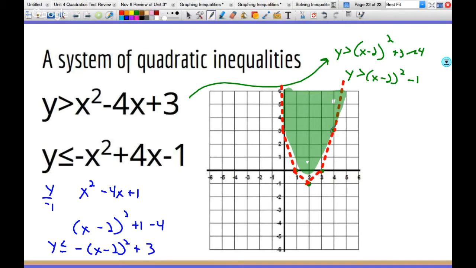So I go to 2, 3. Put a point, then use my a value to get the rest of my points. Down 1 over 1. Then down 4 from the vertex. And then down 9 from the vertex. This is an or equal to, so I want a solid line for these.